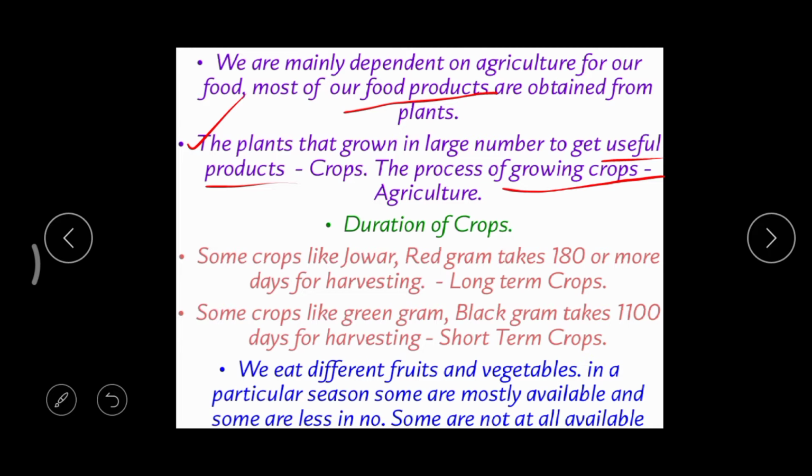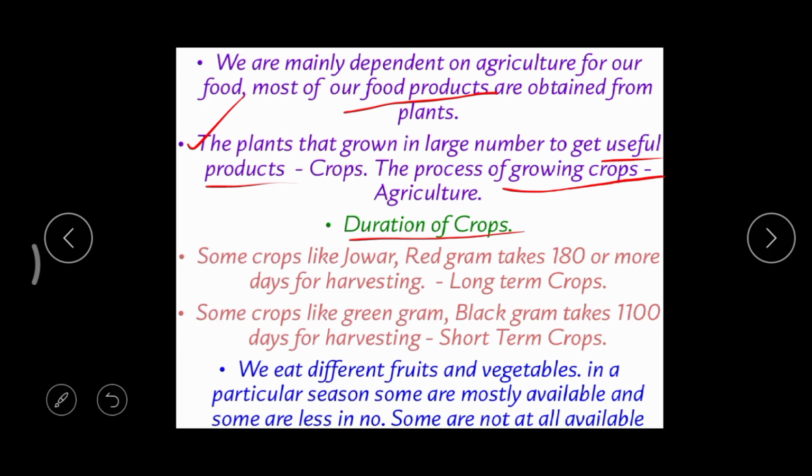Now let's come to the next topic, that is duration of crops. What is meant by duration? It means time period. That means when any crop is sown, how many days it requires for harvesting. Harvesting means ready for what? Ready for cutting, right? So different types of plants take different time periods for harvesting, and depending upon that time period, the plants can be divided into two types, right?